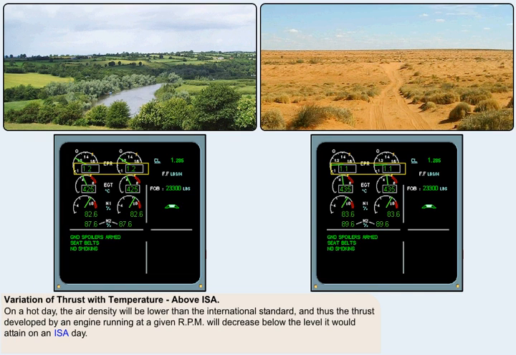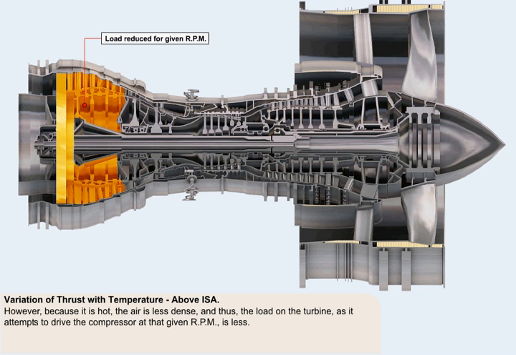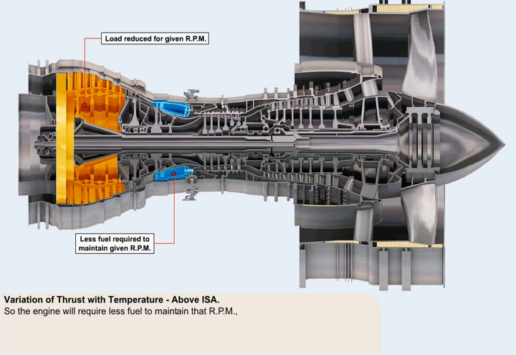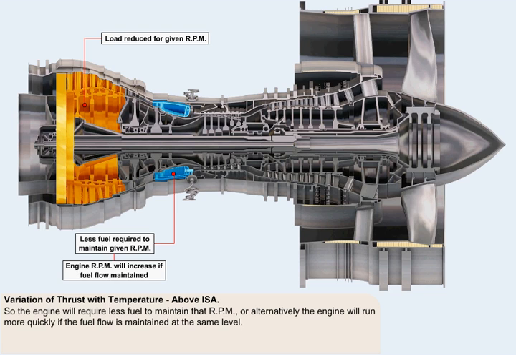We've already noted that on a hot day the air density will be lower than the international standard, and thus, as we saw from the simple form of the thrust equation, the thrust developed by an engine running at a given RPM will decrease below the level it would attain on an ISA day. However, because it's hot, the air is less dense, and this means that the load on the turbine, as it attempts to drive the compressor at that given RPM, is less. The engine will thus require less fuel to maintain that RPM. Or, alternatively, the engine will run more quickly if the fuel flow is maintained at the same level.